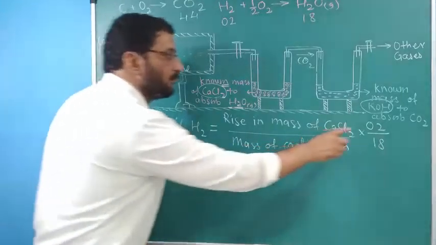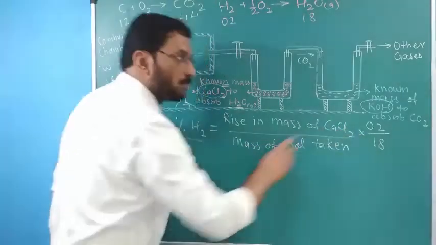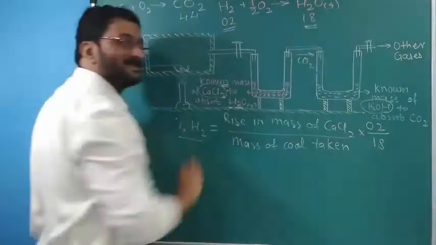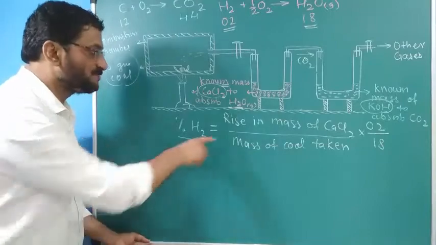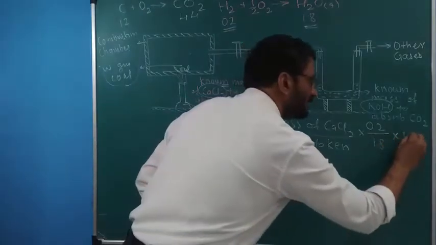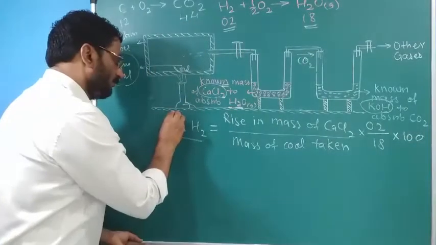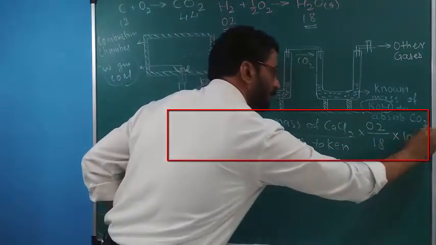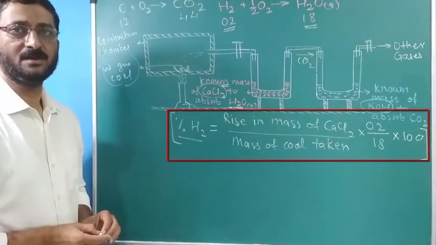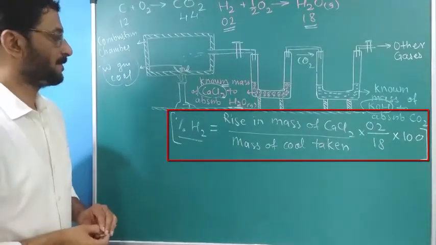Why hydrogen? We have taken 2 only out of 18. We are interested in the 2 only, because 18 parts are absorbed. So 2 by 18, this much is the W gram. How much is the 100 gram? That will give the percentage. So this into 100 will be the formula to get percentage of hydrogen. Simple. Okay. So this is a simple test.